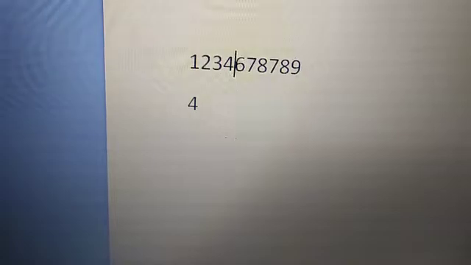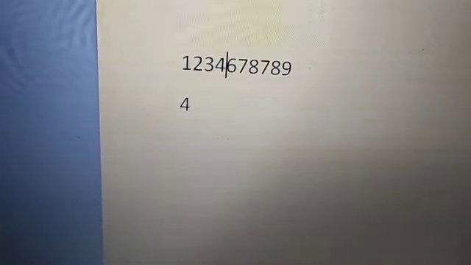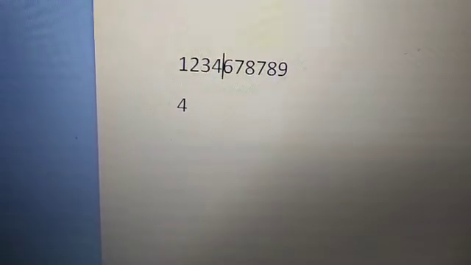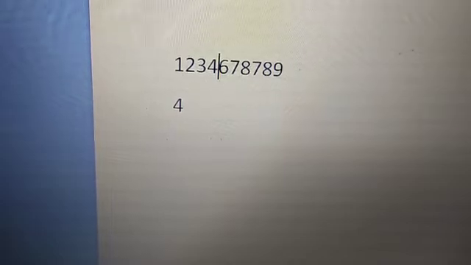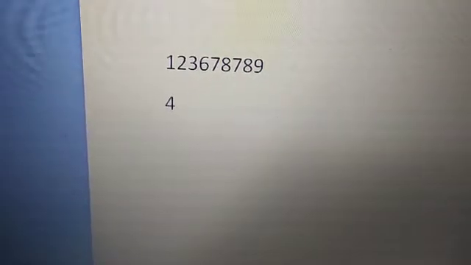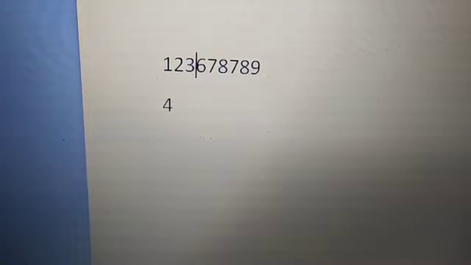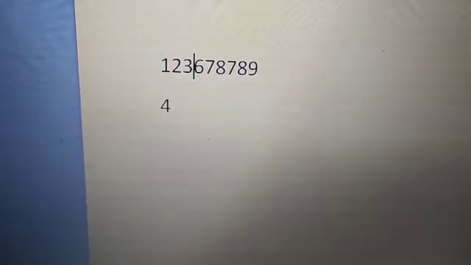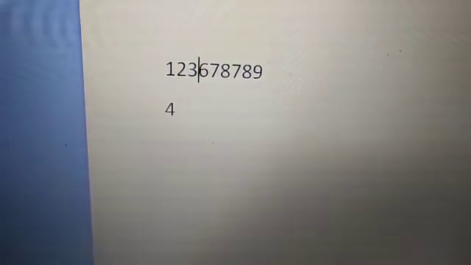Now what you have to remember, listen children: the number you want to erase, if it is on the left side of the cursor, in this case you have to press backspace. 4 was on the left side of the cursor, so I pressed the backspace key, and this key has erased 4. Now number 6 is on the right side of the cursor, so this time I'll press the delete key.